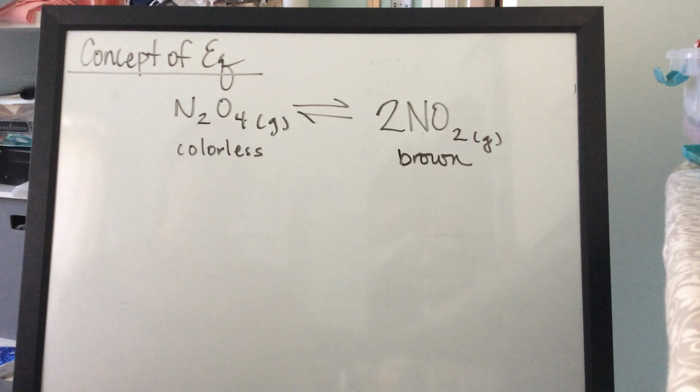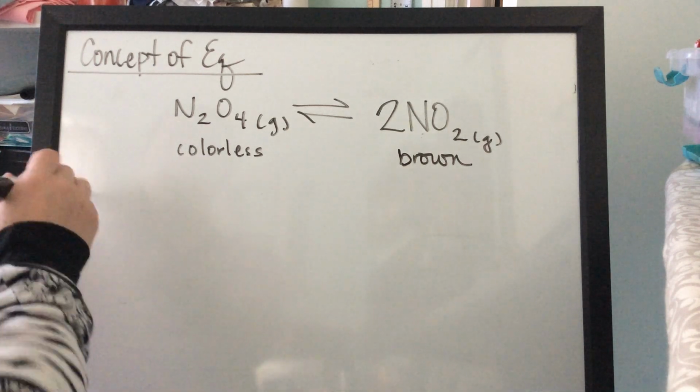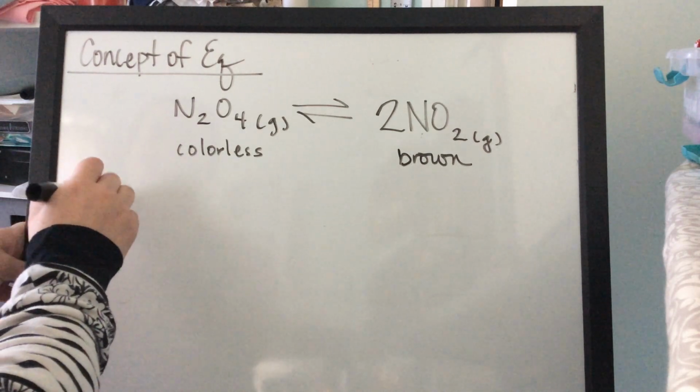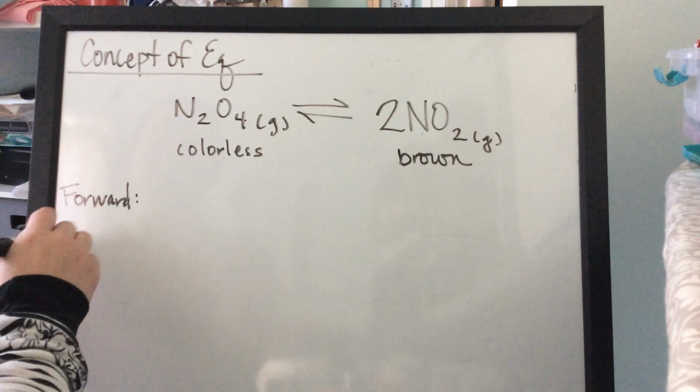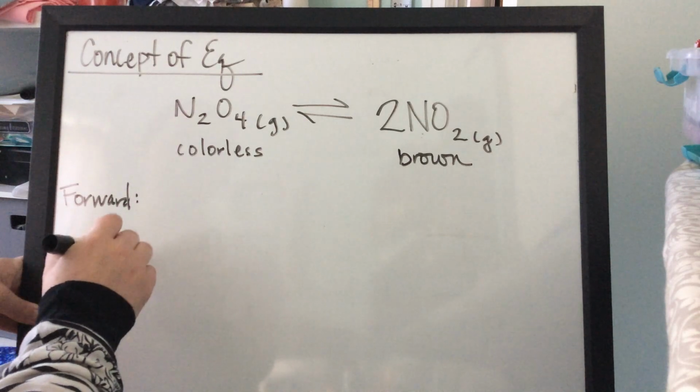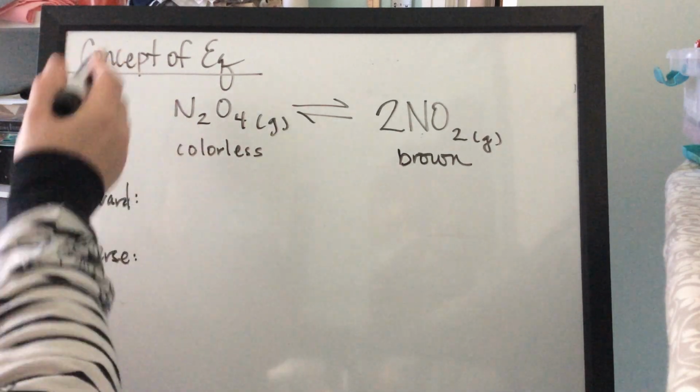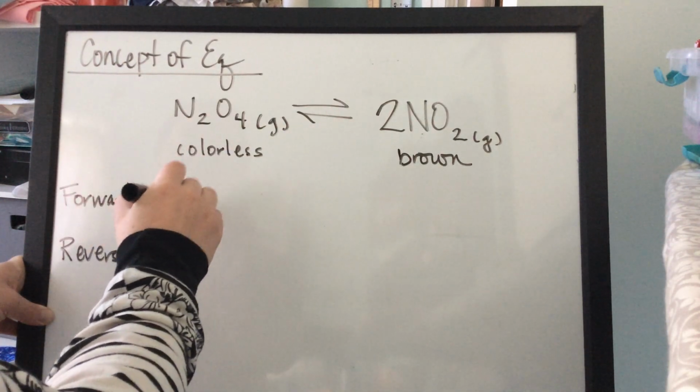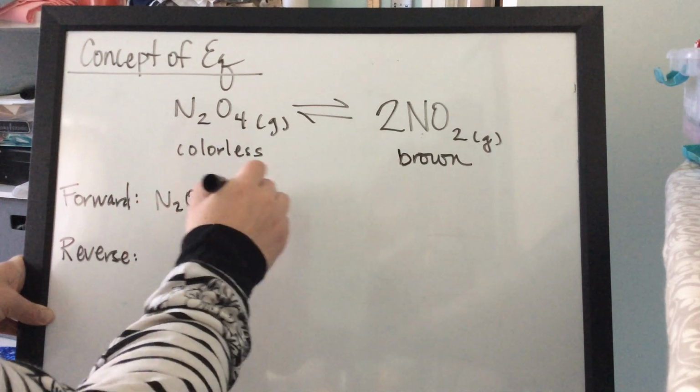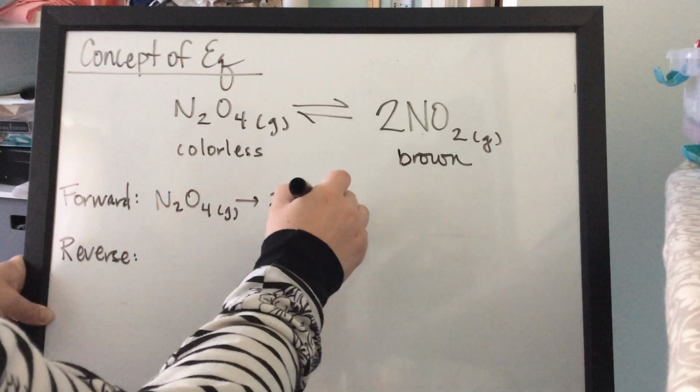So we have this gas reaction of N2O4 creating 2NO2. And so we can talk about this in two ways. We can talk about the forward reaction. We can talk about the reverse reaction. The forward reaction, of course, would be read left to right, like we always read it. So it would be N2O4 creating 2NO2.